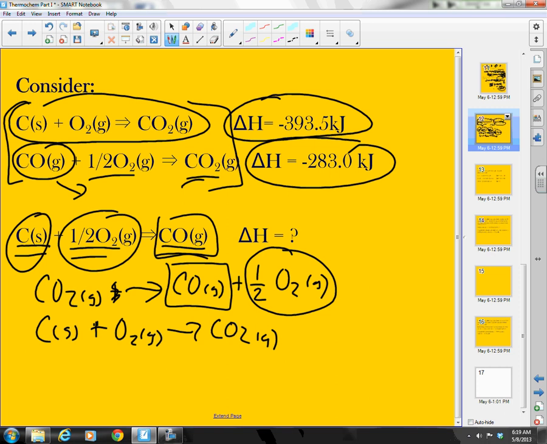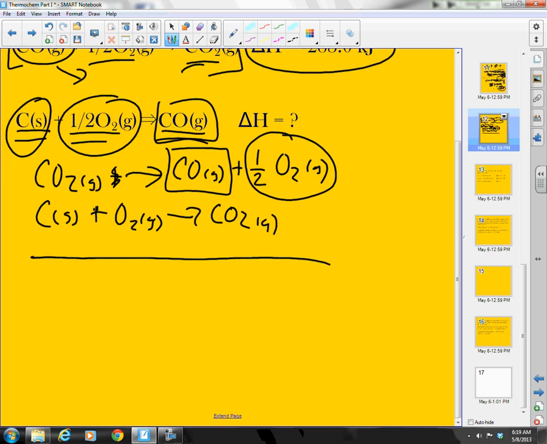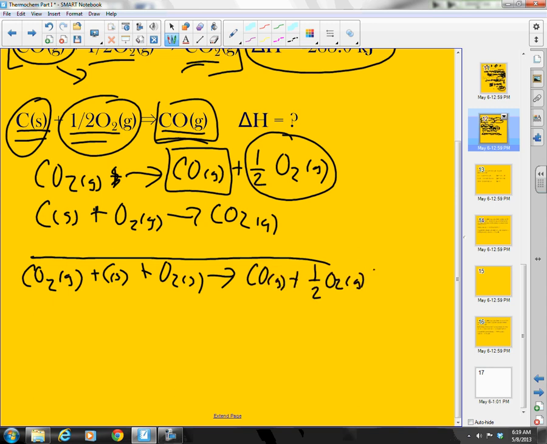What happens when I combine these two? Well, I would get CO2. I'm going to write everything on the left side of the arrows together. CO2 plus C solid plus O2 gas yields CO gas plus 1/2 O2 gas plus CO2 gas, right?